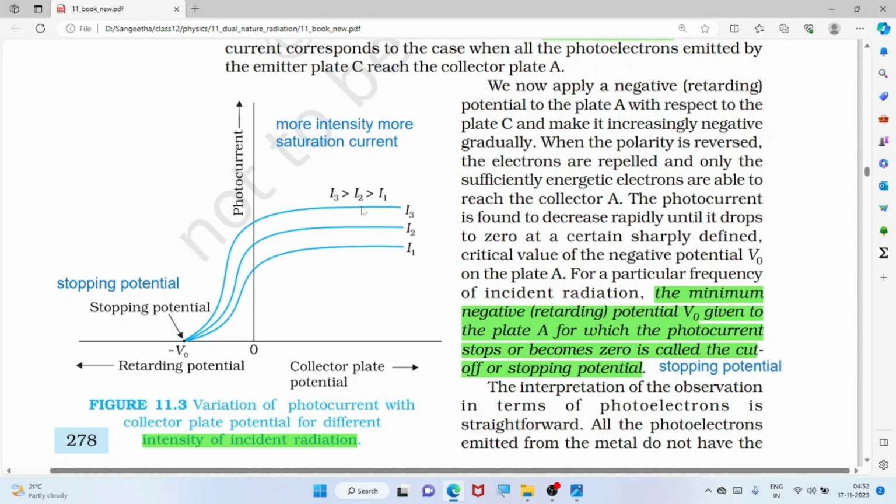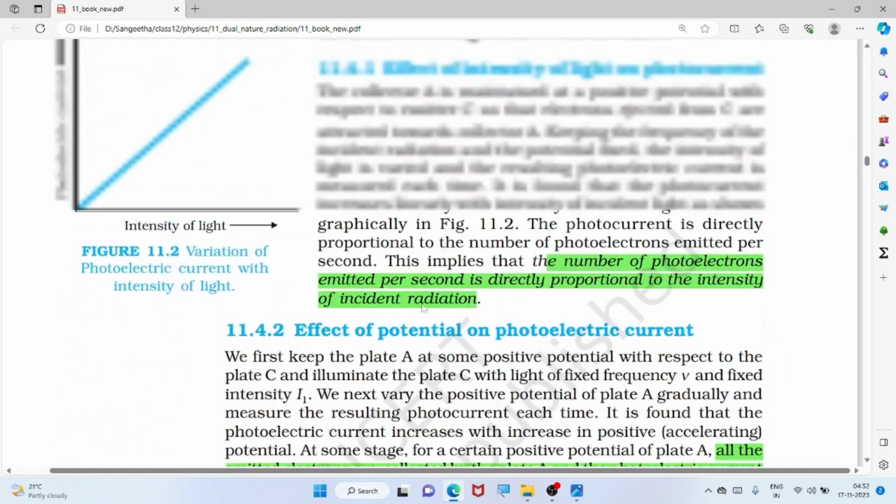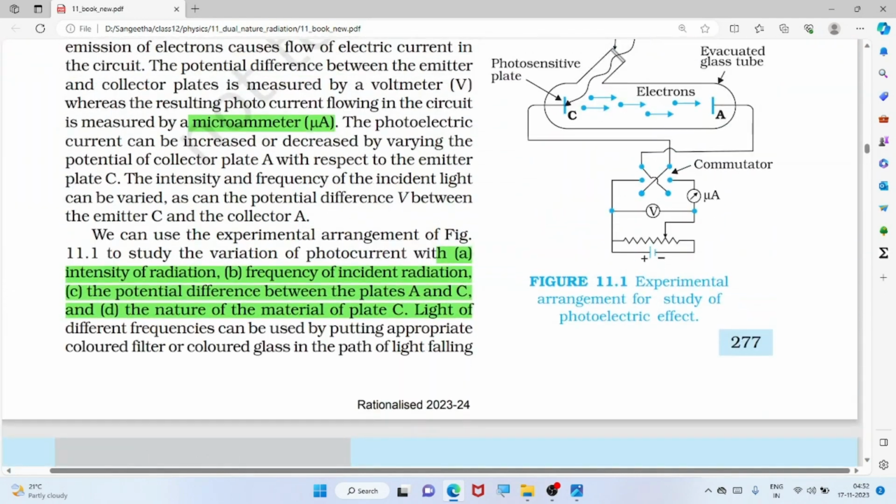See, look at this for the different intensities. This is called the stopping potential. Important, this is on the negative side of the potential. That means the applied voltage is a negative collector potential. When you reverse the polarity, all the electrons will get repelled.